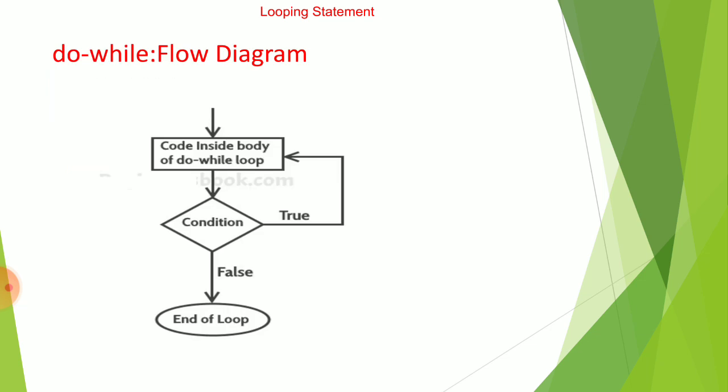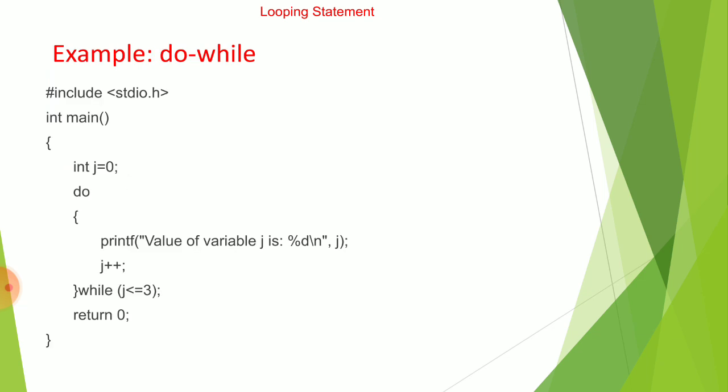It is a flow diagram for do while. First the code is executed in the do while statement, then the condition. If the condition is true, again it goes to execute the code. When the condition is false, it comes out from the loop. It is an example program for do while where j value is printed up to 3.